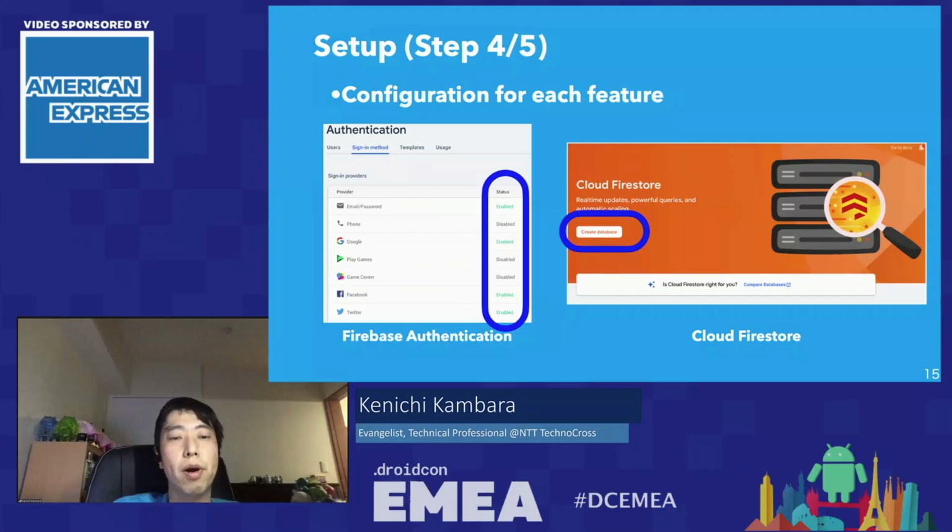Next, these are optional steps. If we want to use a specific feature such as Firebase authentication or Cloud Firestore, we must configure each feature. For example, on Firebase authentication, we must check the flags for whichever authentication we want to support. Also, before starting Cloud Firestore, we must create a database in advance.